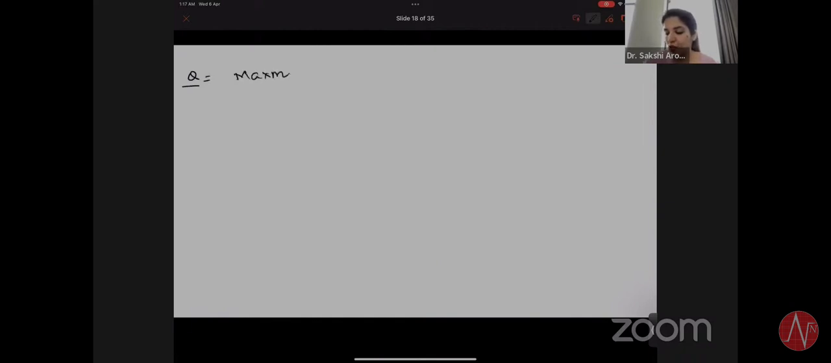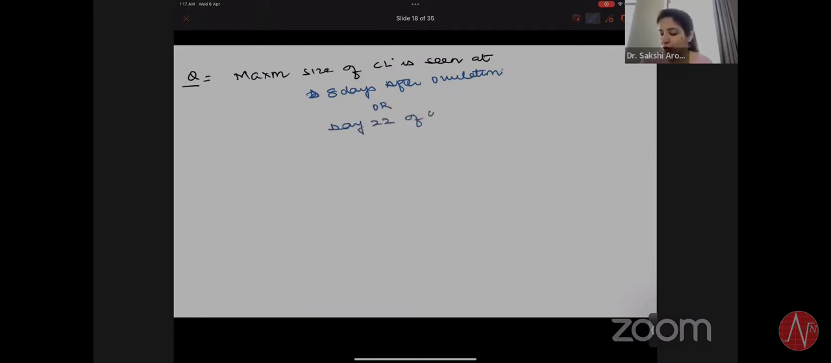Maximum size of corpus luteum is seen at. So when is the maximum size of corpus luteum seen? It is seen at 8 days after ovulation. So either the option will say 8 days after ovulation, or you can say day 22 of the cycle.